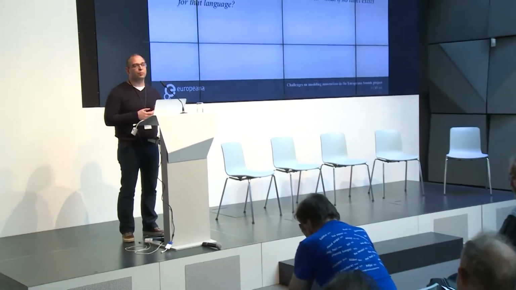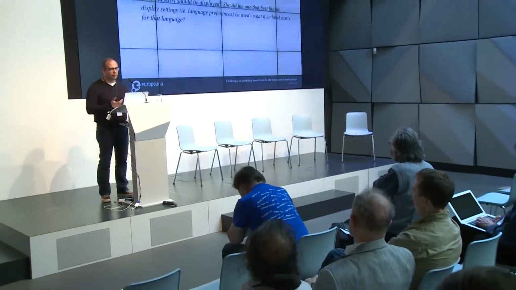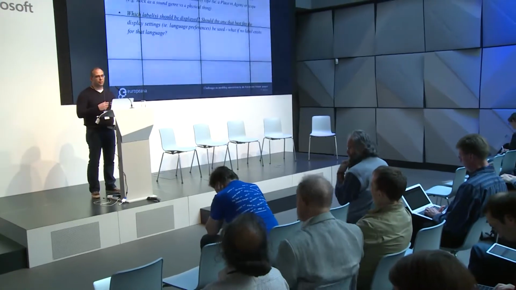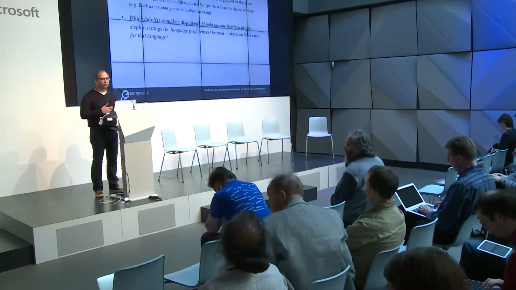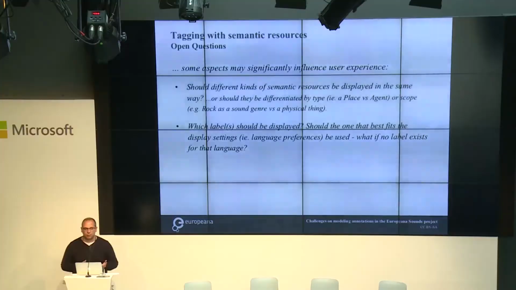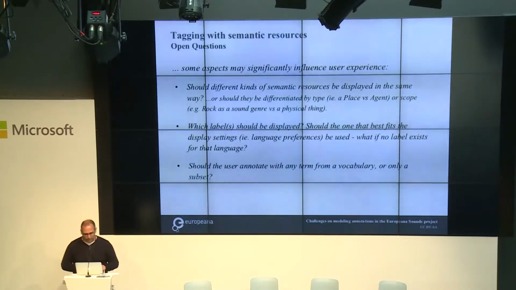One other question is which labels should be displayed. I would say that the label matching the user's preferences in their settings would be picked, but what happens if no label is available? Will you display it in English, or will you display it in another language?